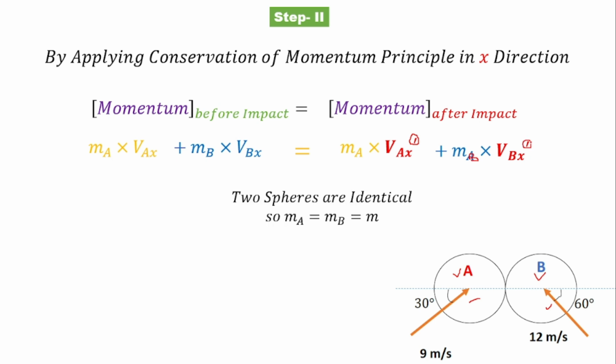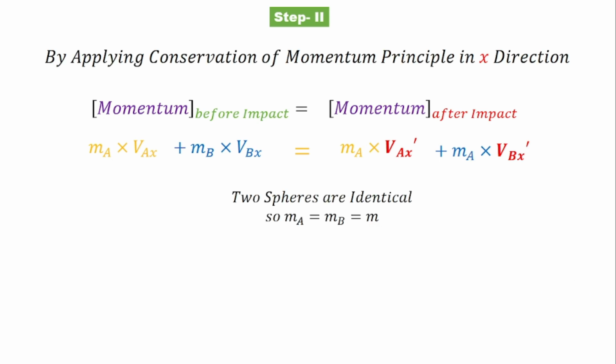Two identical spheres, mass of A and mass of B is equal to m. We'll consider it equal to m for simplicity. So I'll put the values there. The mA gets replaced by m. Replace the velocity, VAX is equal to 7.794. mB is equal to m into minus 6. Don't forget to write minus 6. Most of the students make this mistake. They will not consider sign here, and that results in a wrong answer.